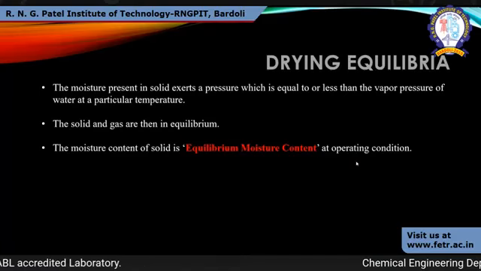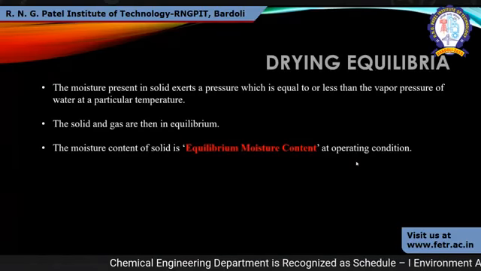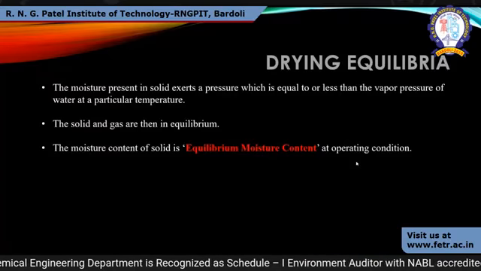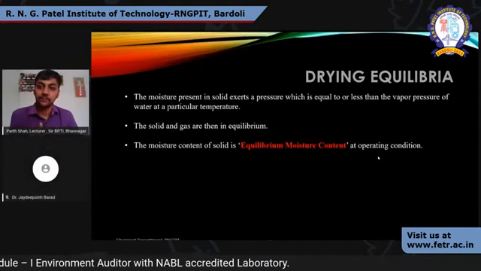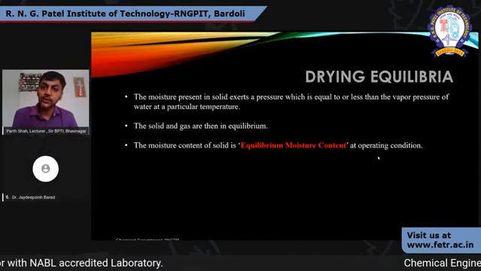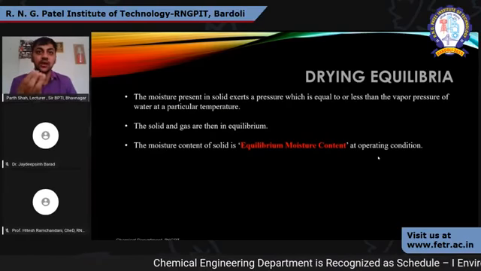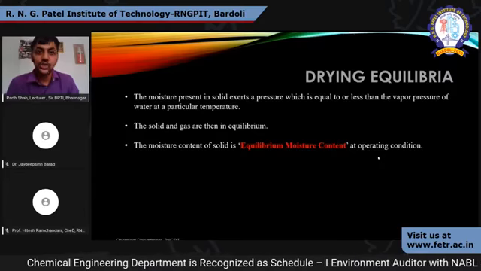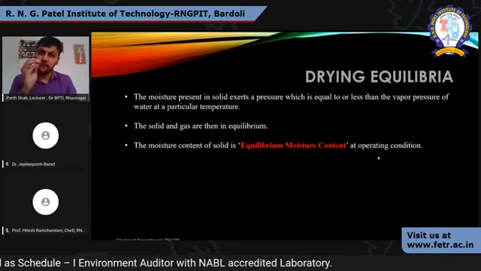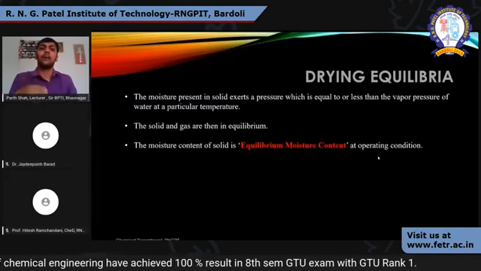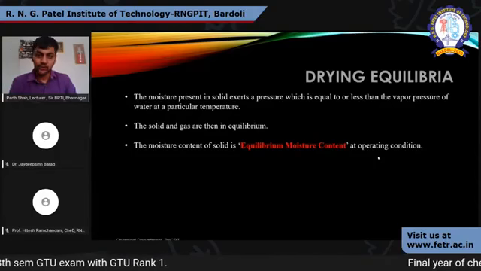What does that mean? The moisture present in solid has some amount of water. That water has its own vapor pressure. So that must be equal to or less than the vapor pressure of water at a given temperature. Say surrounding air is 25 degrees Celsius. So the water present inside the solid must have less vapor pressure compared to moisture present in the atmosphere.